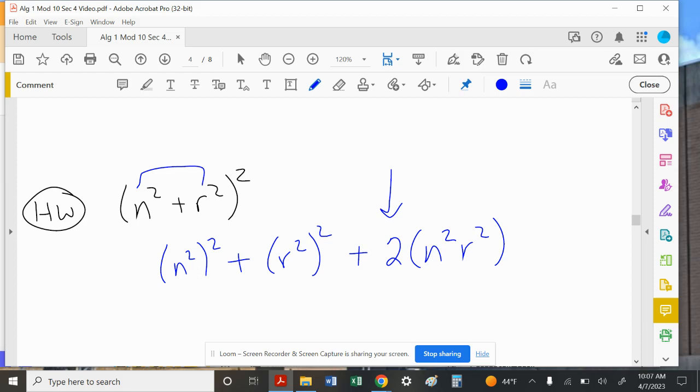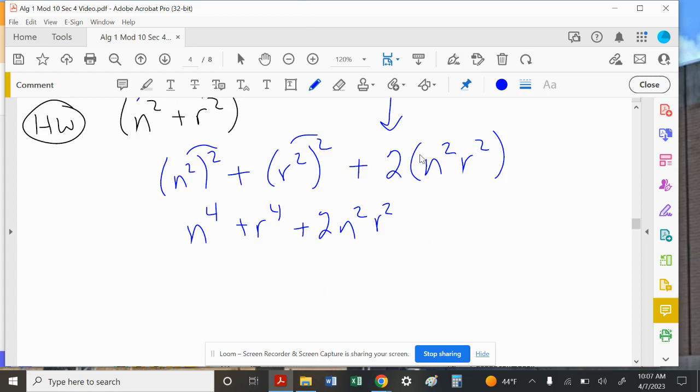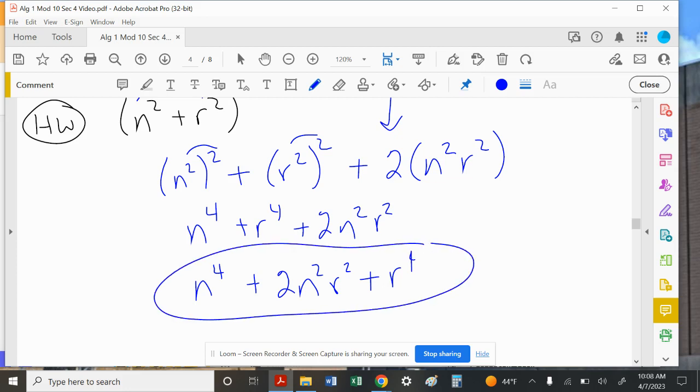Okay, so now I have n to the 4th plus r to the 4th, because we multiply those powers, plus 2n squared r squared. I'm totally happy with this answer. My guess would be that the book would probably prefer to have it this way. And that would be your answer. And we are now done with section 4.